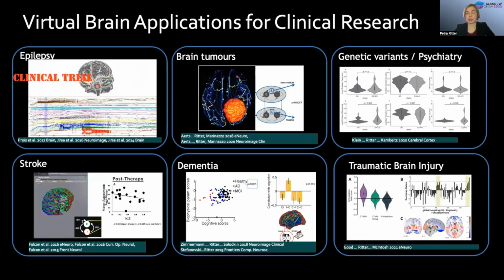Connectome-based brain modeling has been used in several clinical domains. For instance, in stroke, simulation-based biomarkers have been shown to predict motor recovery. In epilepsy, there's a clinical trial running to use TVB as decision support for epilepsy surgery. Or in brain tumors, local parameters differ between tumor and non-tumor tissue. In traumatic brain injury, the local inhibition is altered.